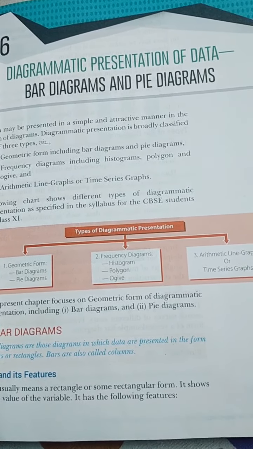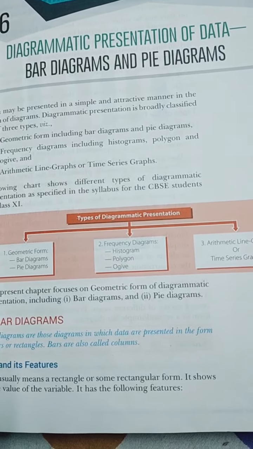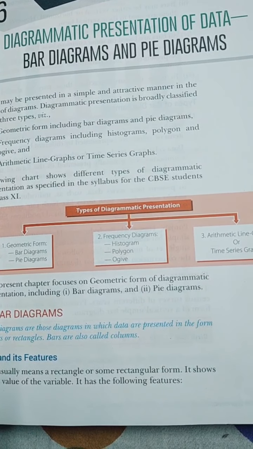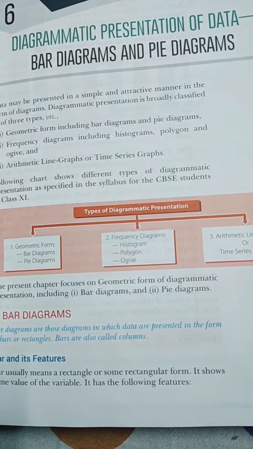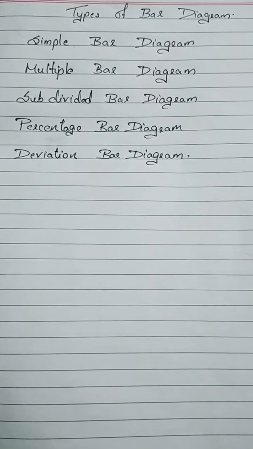The first and foremost way to present the data graphically is the bar diagram. Here bar means what? Rectangles, we can say. We will represent this in a rectangle form. The bar diagram is divided into many types, 5 types of bar diagrams: simple bar diagram, multiple bar diagram, subdivided bar diagram, percentage bar diagram, and deviation bar diagram. So these were the 5 types of bar diagram.